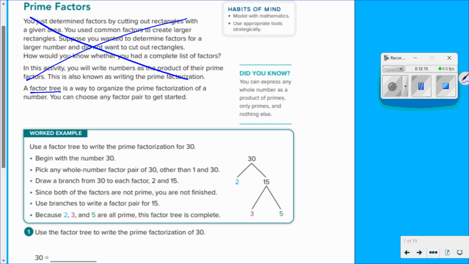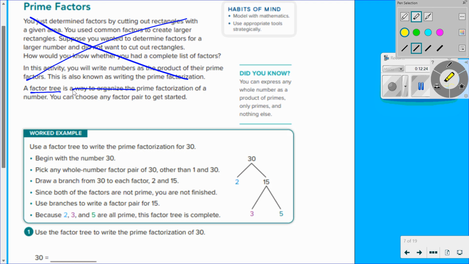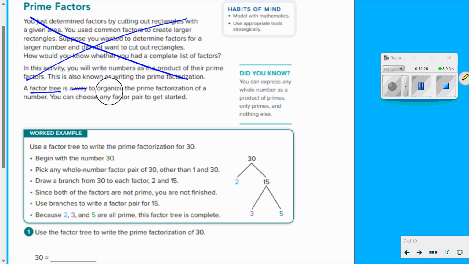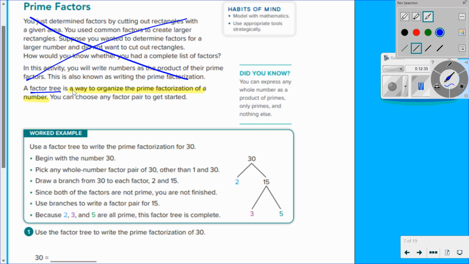Go ahead and underline. We have a factor tree. A factor tree is a way to organize, let's see, I've got to switch it to highlighter, it makes it easier. That way I don't erase it. A way to organize the prime factorization of a number. So this is basically just an organizational tool, guys.